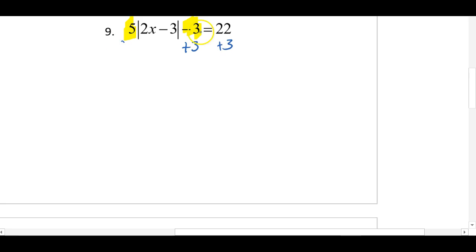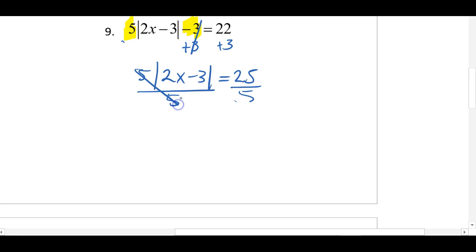To both sides. So now I'm left with 5 times the absolute value of 2x minus 3, which is equal to 22 plus 3, which is 25. Then to get rid of the 5, it's 5 times this absolute value, so that means I need to divide both sides by that 5. These 5's cancel out, and then I'm left with the absolute value of 2x minus 3 equals 5. 25 divided by 5.